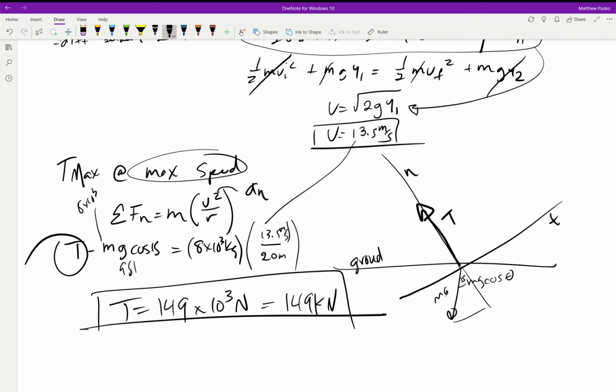Alright, from here on out, I'm going to finish this section by just doing example after example.